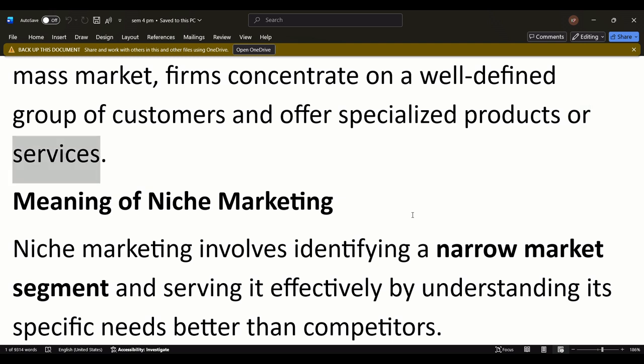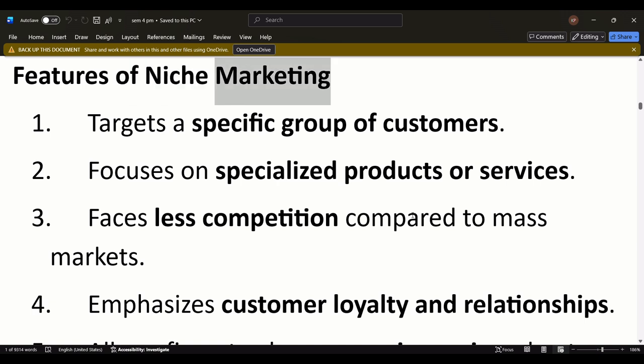or services. Meaning of niche marketing. Niche marketing involves identifying a narrow market segment and serving it effectively by understanding its specific needs better than competitors. Features of niche marketing. Targets a specific group of customers. Focuses on specialized products or services.